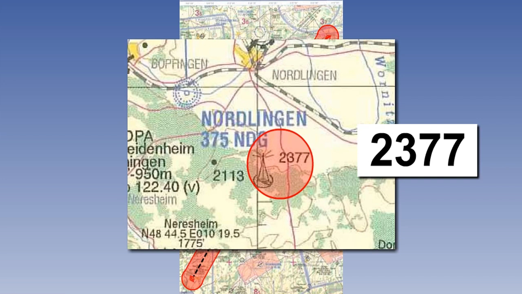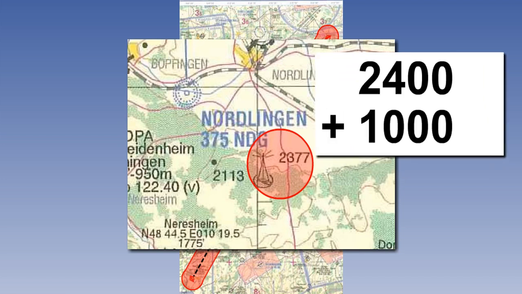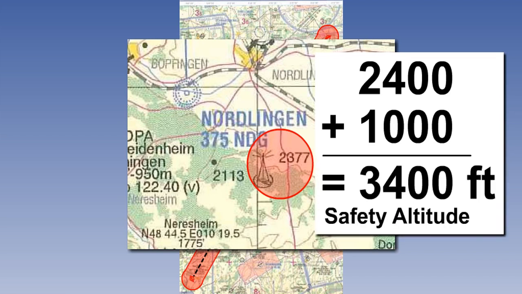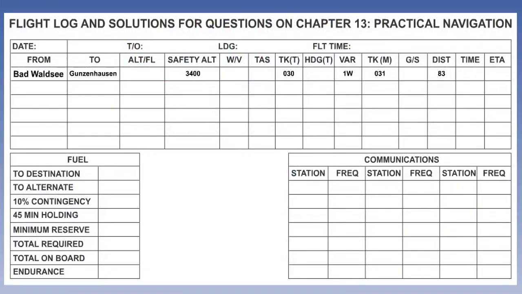The rule for calculating safety altitude is to first round up the figure to the next 100 feet. Then, if the figure is 5,000 feet or less, add 1,000 feet. But if the figure is 5,001 feet or more, add 2,000 feet. The resultant is the safety altitude. In our case, the safety altitude is 3,400 feet, which is written in the flight log. In the next scene, we will discuss another minimum safe altitude factor, called a minimum grid area altitude.